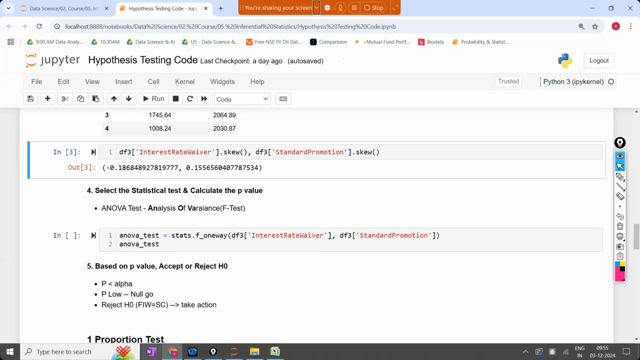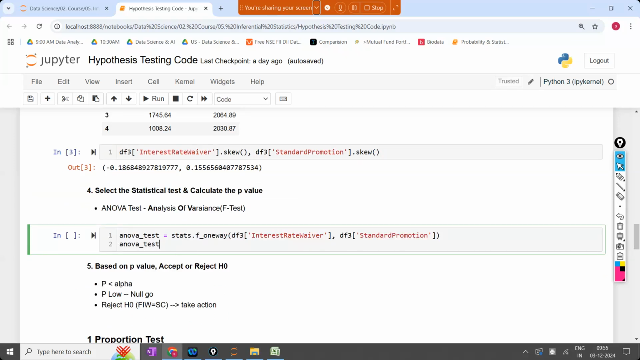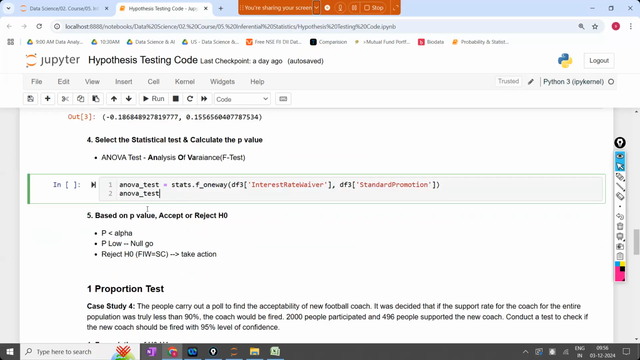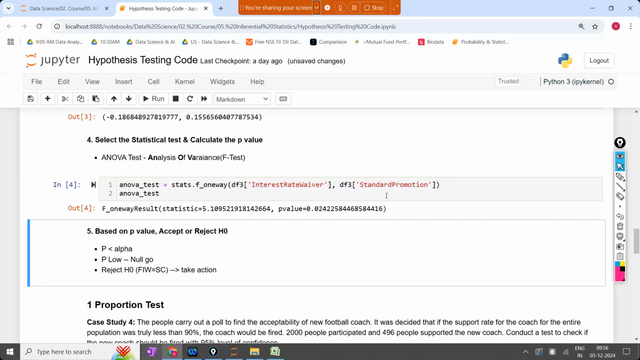So here, both the columns are normally distributed. Now you can apply the ANOVA test. What ANOVA tests do you have? The ANOVA test is nothing but the F test. So I'm applying the F test by considering both the columns. I'm keeping both the columns in the F test, and here the p-value I have got is 0.02.